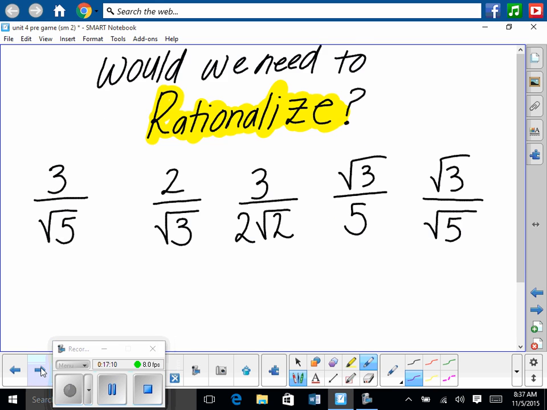So, let's look at these ones. For example, you just tell me, you don't need to write these down. Would we need to rationalize the denominator on each of these? You tell me. Let's look at this one. Would we need to? Yes.